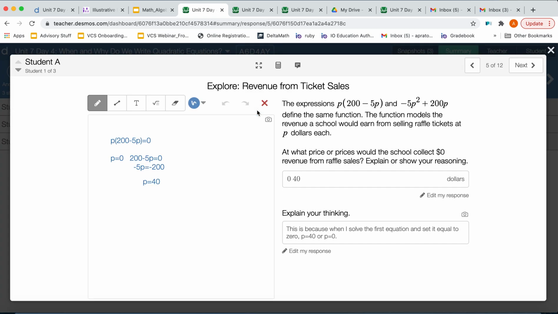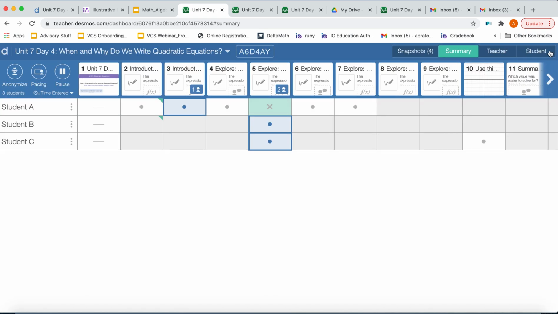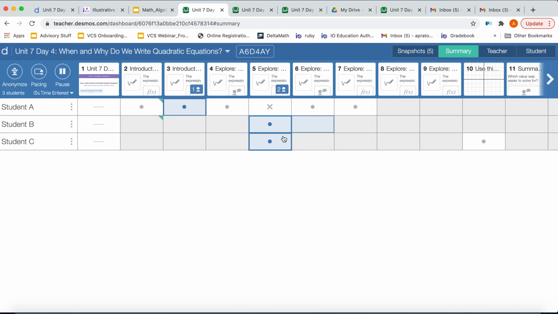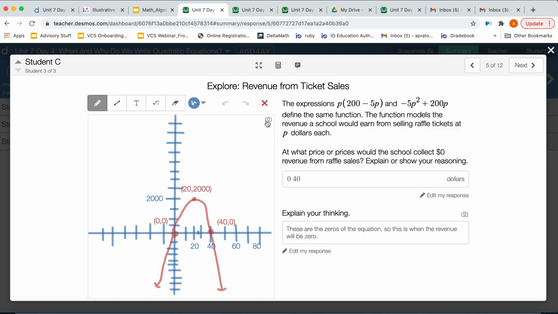So the first student's work I'm going to feature is right here. I'm going to take a picture of this. On Desmos, you have the ability to take a picture of student work. I'm going to take a picture of this student's work, and I'm going to take a picture of this student's work. I'm also going to take a picture of this question and try to add that in as well.